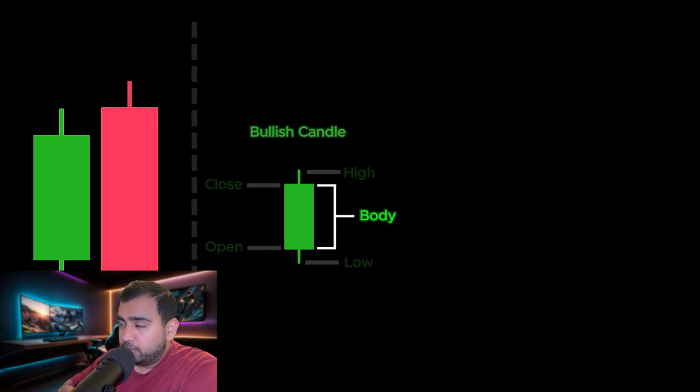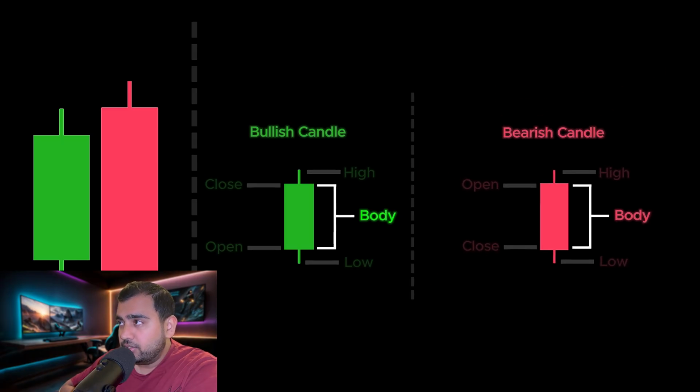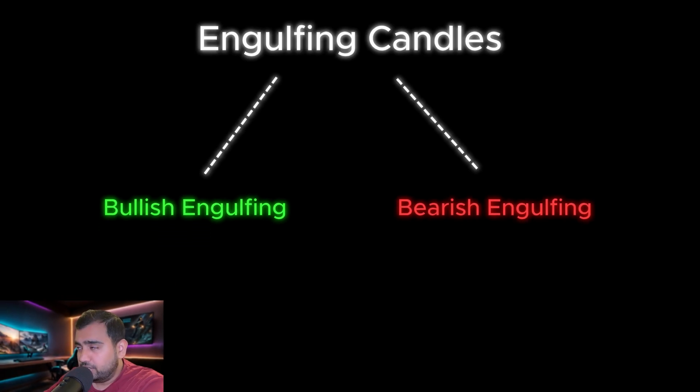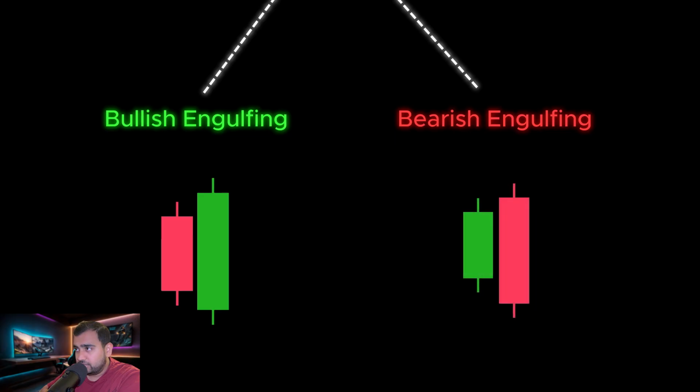Okay, so same like the bullish candle, we have the bearish candle as well, but there is a minor difference. You can see the open price and the close price of this candle are quite different, or you can say the reverse of the bullish candle. So it starts from the top and then closes at the bottom. The engulfing candle consists of two parts: one is bullish engulf and the other is bearish engulf. So here are examples of the bearish and bullish engulf candles.